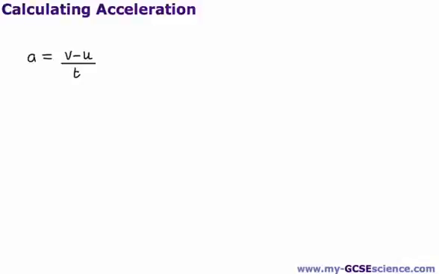This is a quick video about acceleration and looking at a slightly different way to calculate it to what we have learned previously. Now, what we learned in a previous video is that acceleration is v minus u over t. V is final velocity, u is initial velocity, and t is the time taken. Remember, acceleration is in meters per second squared.